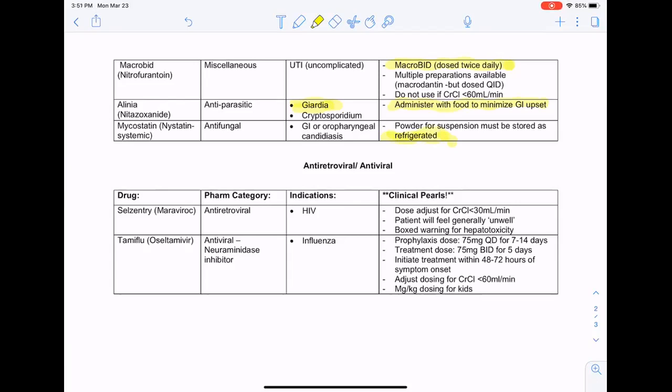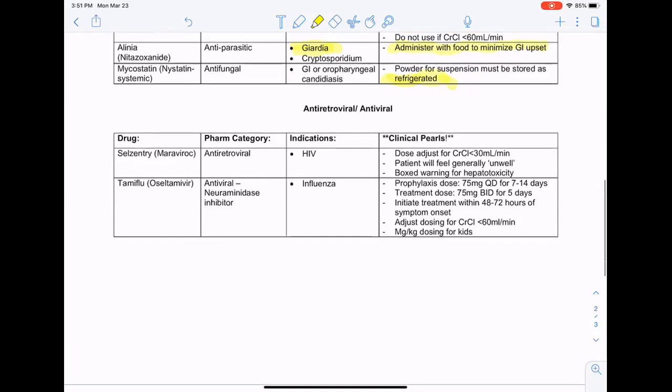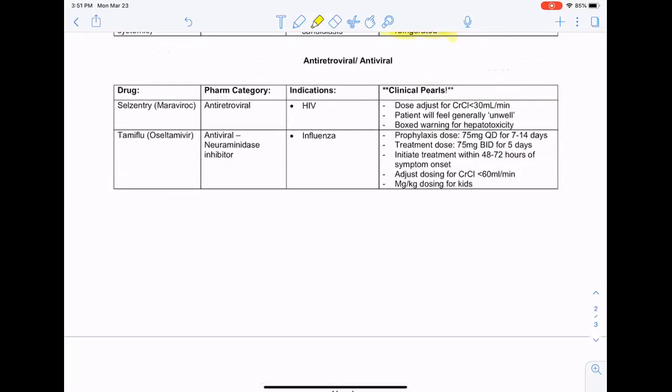Does anyone have any questions about nystatin? I'm sure you guys have heard of that before. Any questions about systemic versus topical, or systemic versus just the oral? No? Yes? No? Okay, moving on. All right, so now we're into the antiretroviral or the antiviral categories.